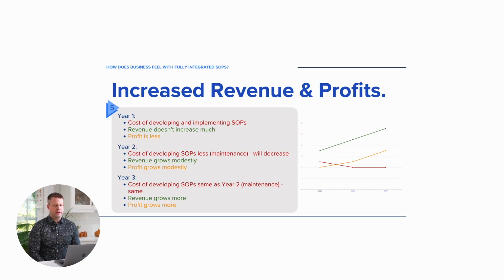Increased revenue and profits. So in this chart here, what we're looking at is in year 1, the cost of implementing SOPs is substantial. As you get into the second year and they're implemented, your profits grow, your revenues grow, and the cost of implementing and maintaining those SOPs, it decreases, it levels out. So there is an initial investment in having SOPs and implementing them, but it pays off.